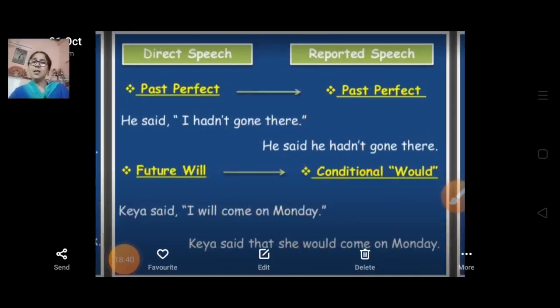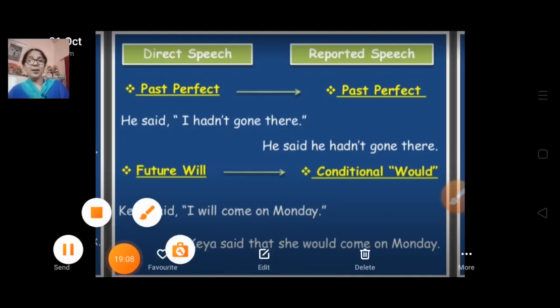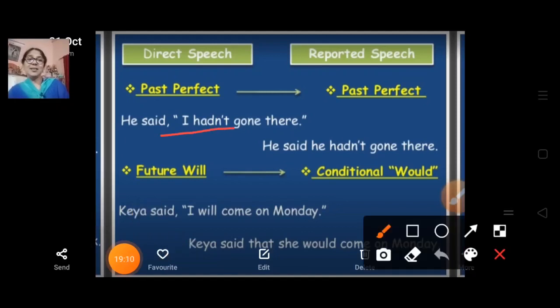Now let's see the new thing: if it is written in the direct speech in past perfect tense, it will remain past perfect. Always keep that in your mind. You just understand that if it is written in past perfect tense, for example, He said, "I hadn't gone there." Here you can see it is written in past perfect tense.